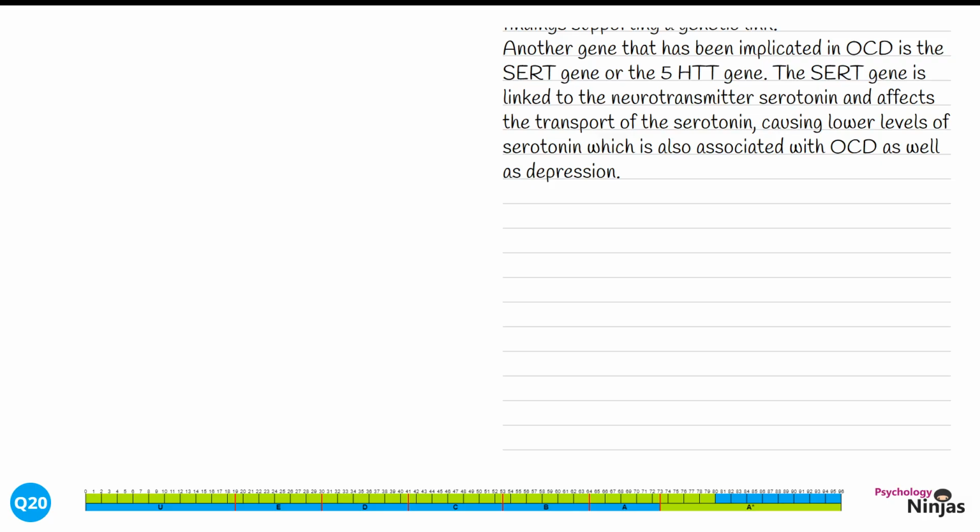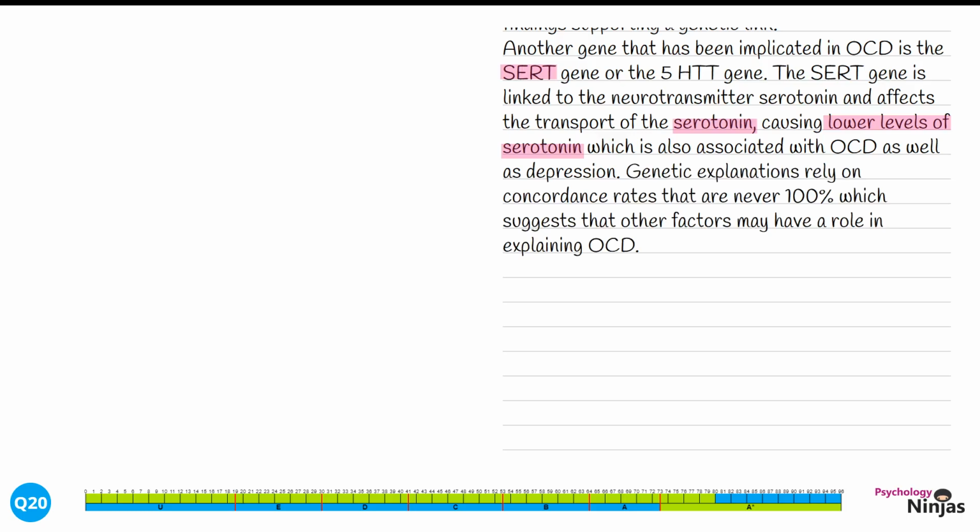Not only have we identified an appropriate genetic variant, we've explained its link to neurotransmitters in the form of serotonin, and that lower levels of serotonin are linked into OCD, which is the disorder that we're trying to explain. We're then going to move back to evaluate once again, this time focusing on problems.